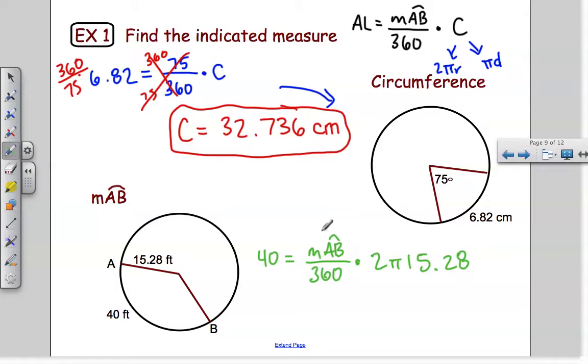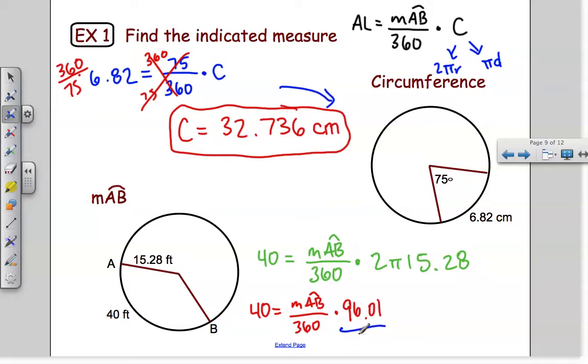Now, solving for this, there are a few different things you could do to solve. It's kind of up to you how you want to go about this. I can tell you what I think the easiest way to solve is, maybe just multiply all this stuff first. Okay, so I have the measure of my arc out of 360 times, well, what is 2 times pi times 15.28? That part I'm doing on the calculator right now. Oh, actually, it's like 96. I guess 96.01 technically.